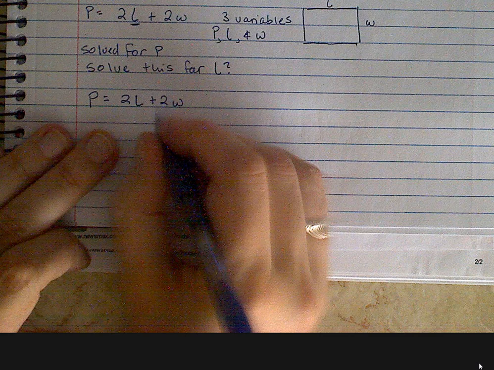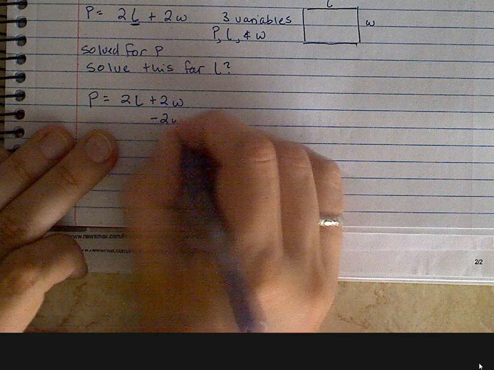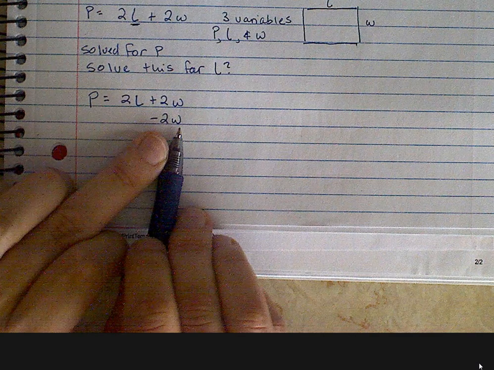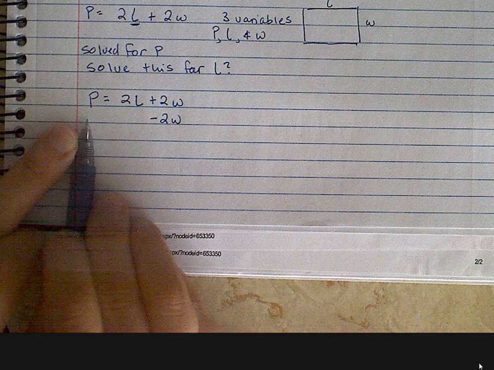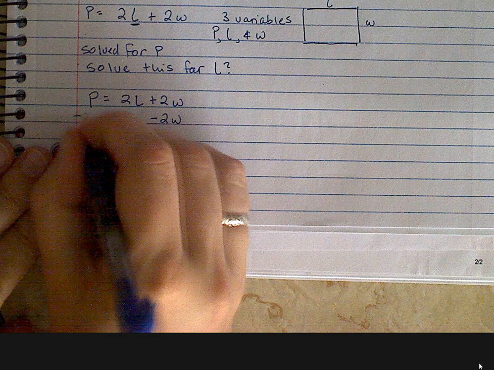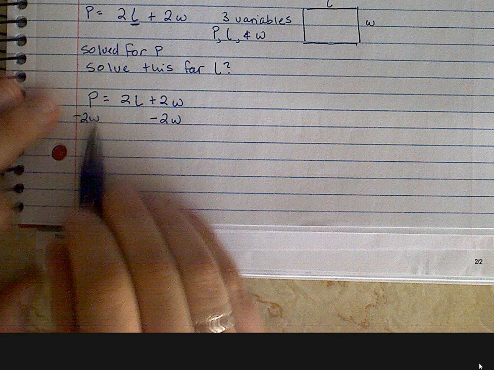Great, so I'm going to minus 2W from this side, and whatever I do to one side of the equal sign, I have to do to the other side of the equal sign. So I'm going to minus 2W. All right, so now I've got P minus 2W.